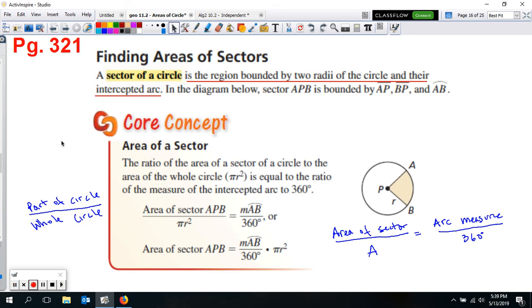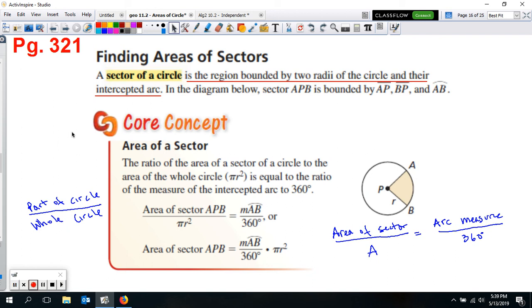Okay, so we're going to jump into sector of a circle. That's why I skipped 7 and 8, because we're going to come back to it now as we talk about the core concept here of the area of a sector. And it's very similar to the length of an arc that we learned in 11.1. It's almost exactly the same. It's just that you're using the area formula now instead of the circumference formula.